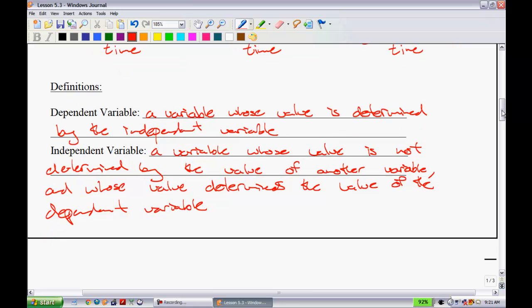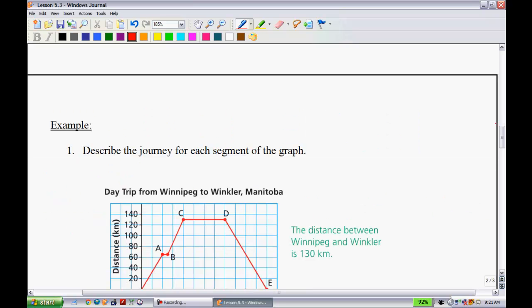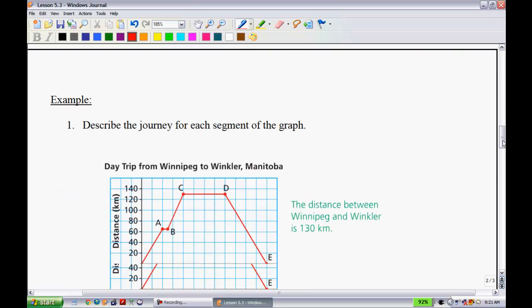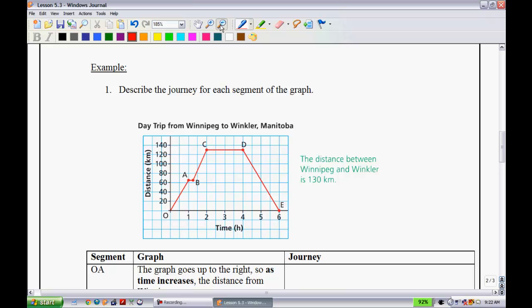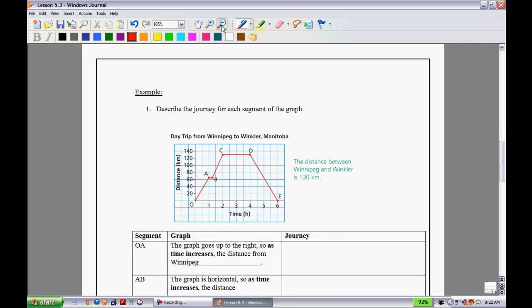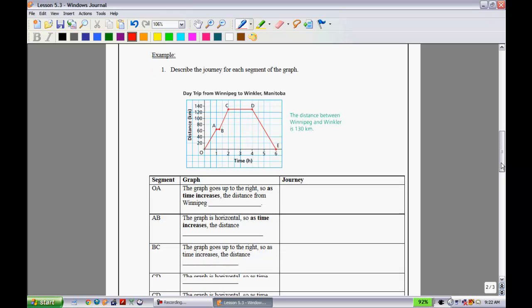Okay, so let's flip to the next page and take a look at a couple more examples here. So, example one, describe the journey for each segment of this graph that we have right here. I'm going to shrink this up so we can see everything on one page. Notice that we have some different segments: from O to A, A to B, B to C, C to D, and D to E.